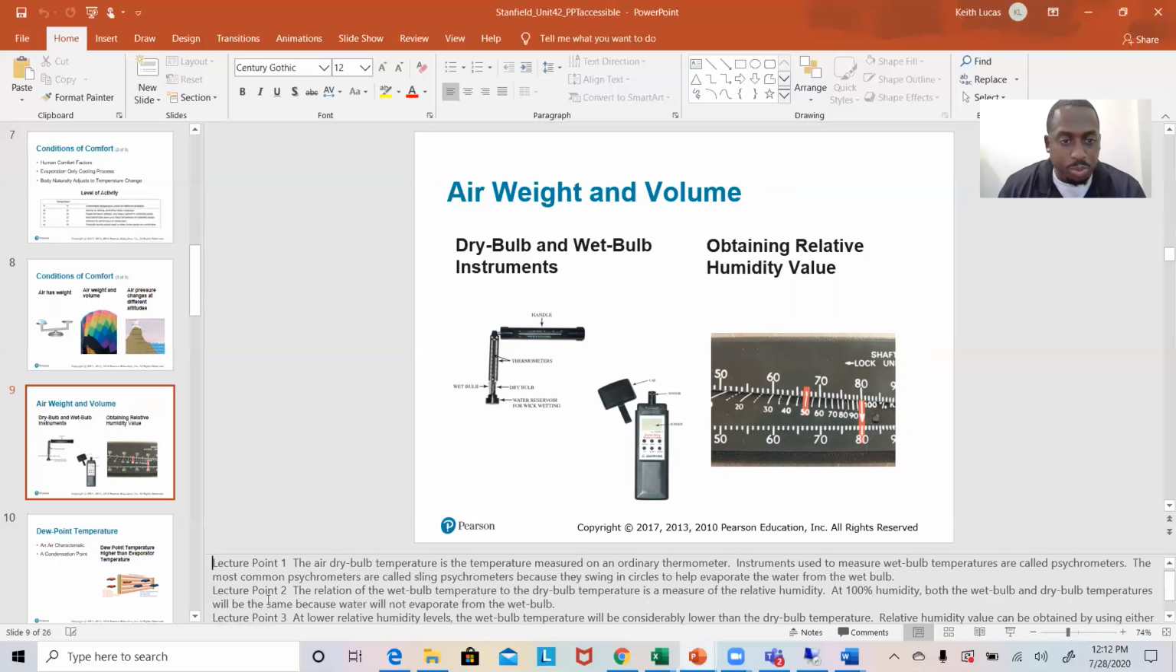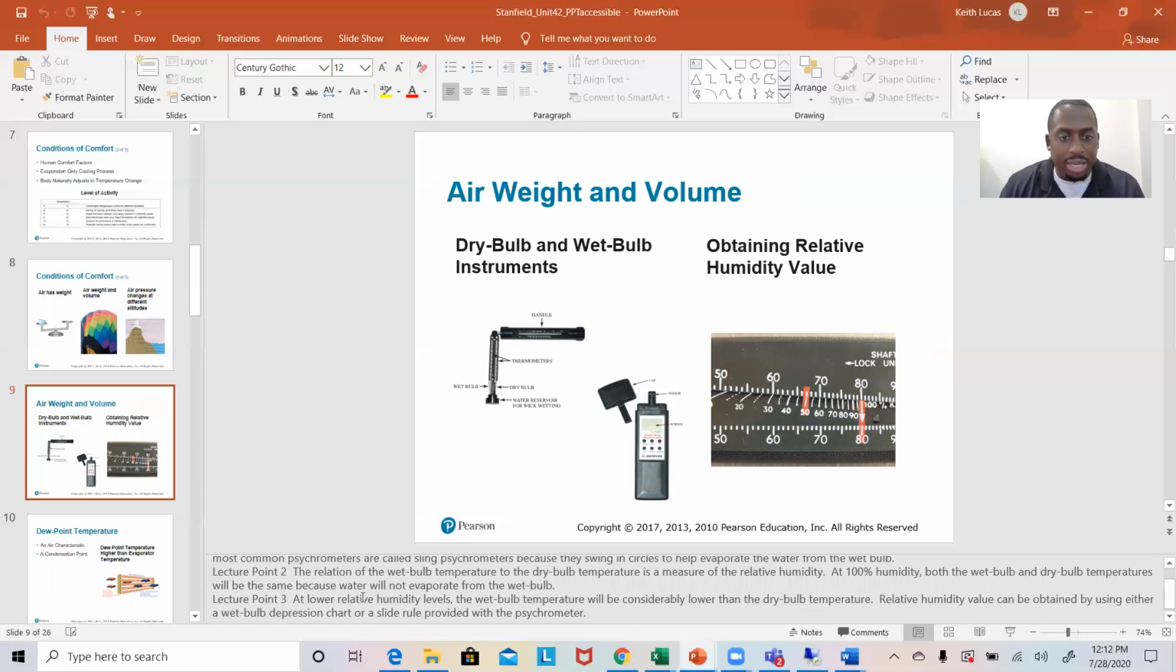So the relation of the wet bulb temperature to the dry bulb temperature is a measure of relative humidity. At 100% humidity, both the wet bulb and dry bulb temperatures will be the same because water will not evaporate from the wet bulb.